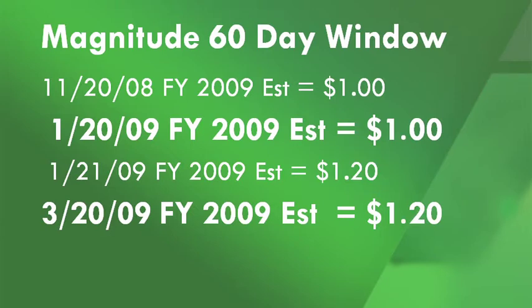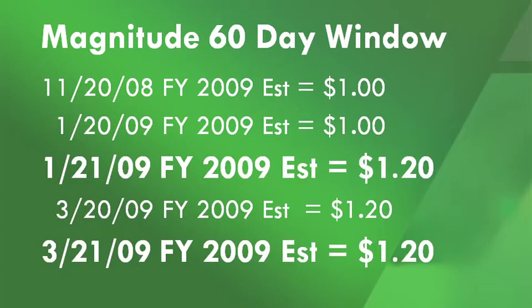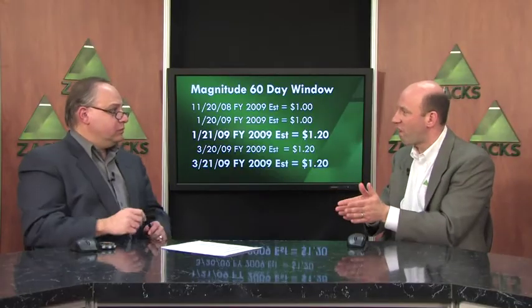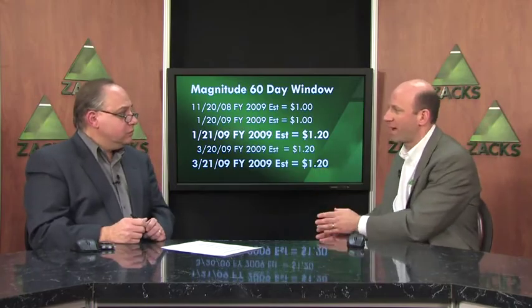Now we're just going to go forward one more day into the future. Here we are, March 21st. Earnings estimate's $1.20, but when we compare it to 60 days ago, the earnings estimate was also $1.20 on that day. And now it's as if there's been no change in estimates, okay? And this stock will fall from a Zacks rank of 1 and probably fall back to a 3.